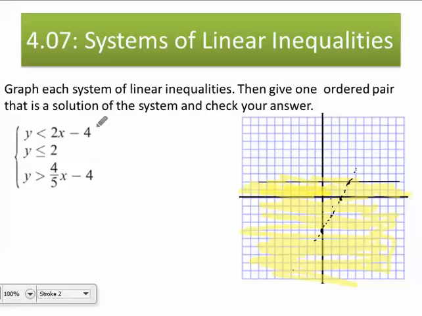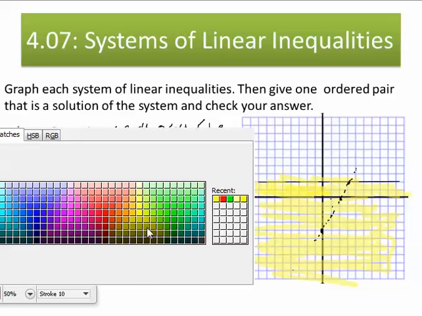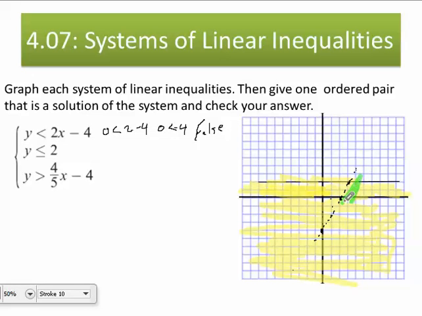If I stick a 0, 0 in here, 0 is less than or equal to 2 times 0 minus 4. 0 is less than or equal to -4, and that is false, which means we need to shade the other side away from the 0, 0. Okay, so that's going to be over here. You see how I'm getting what I need to have shaded?